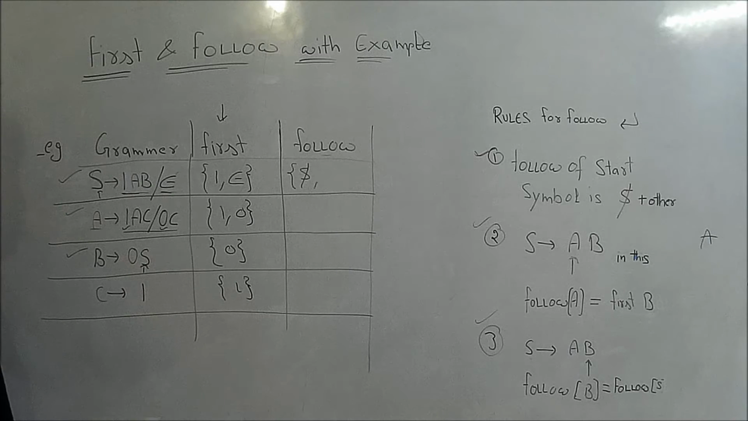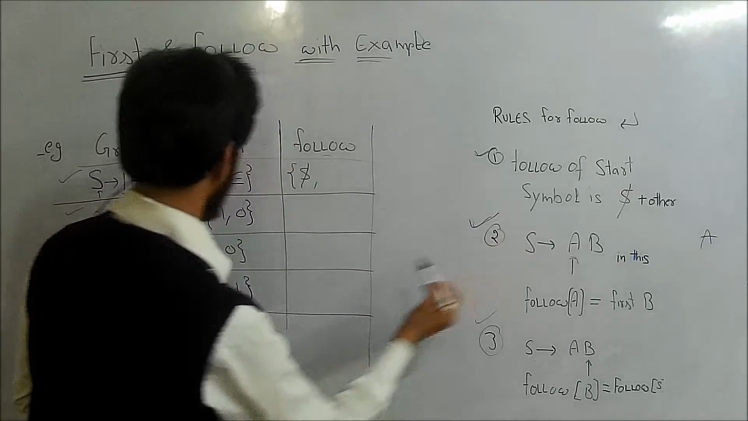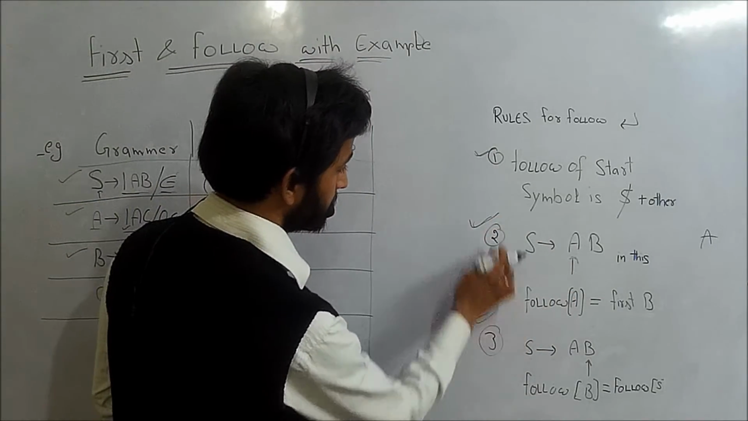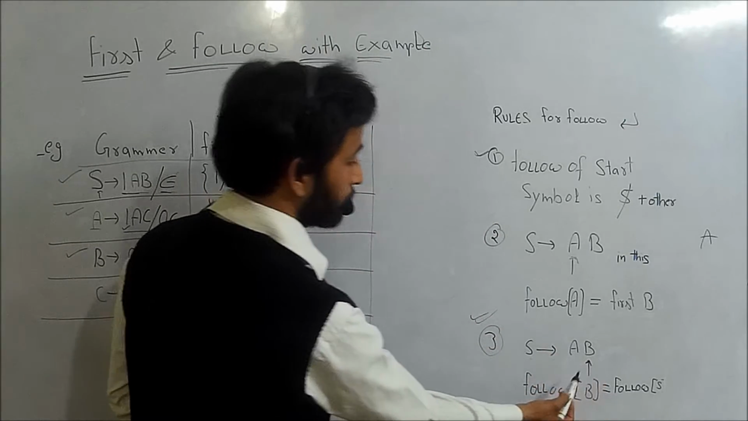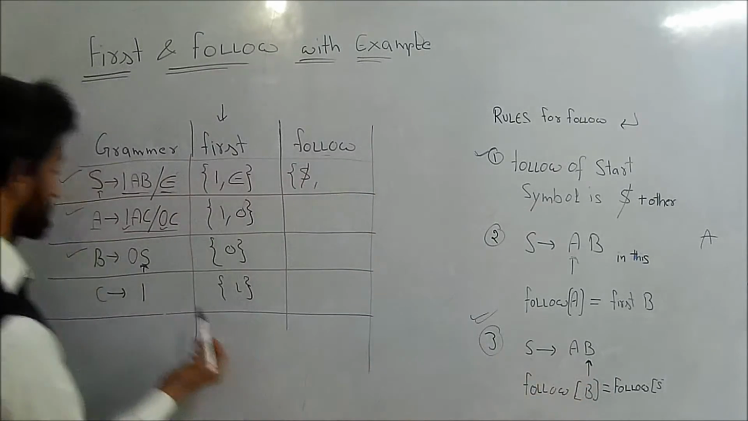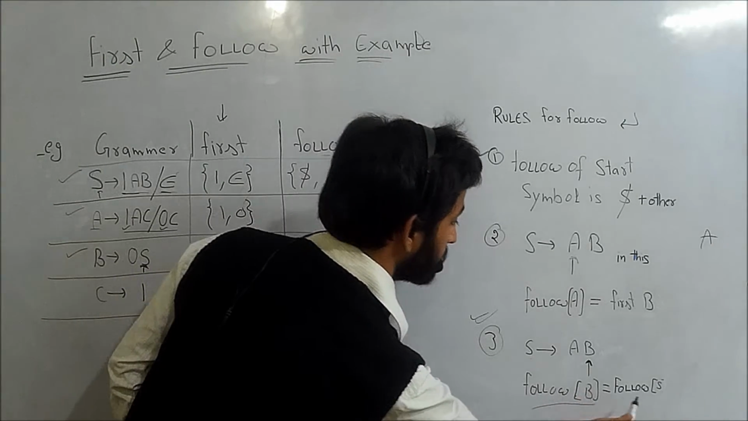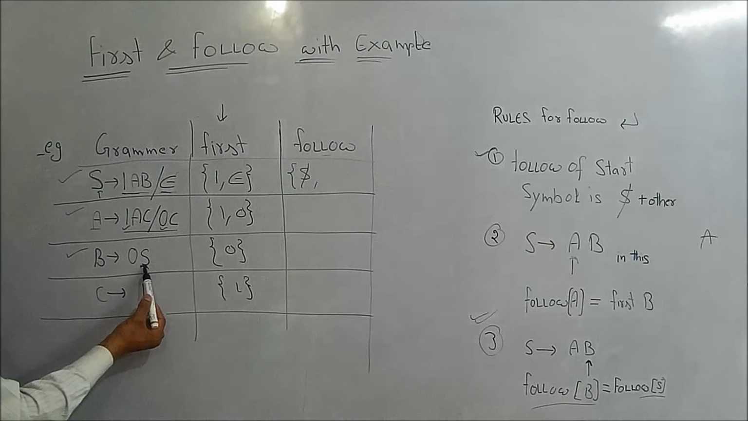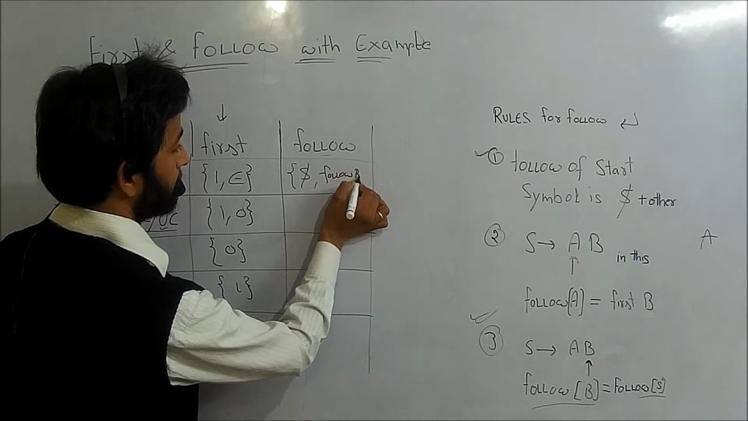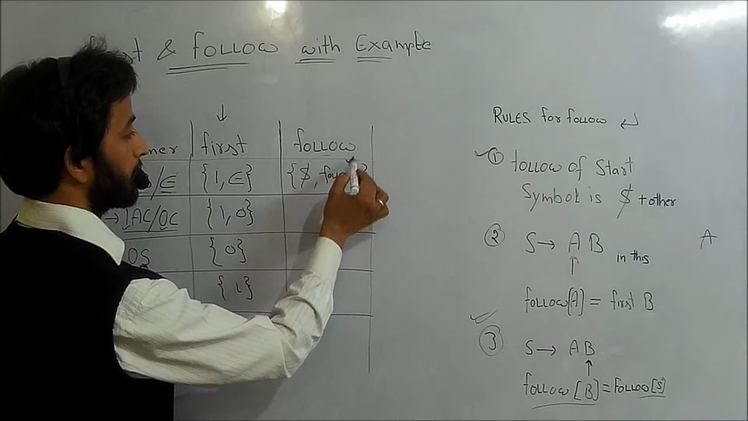Now I will check for the occurrence of S in the right hand side of the production, and here I am getting S. Okay, so for this case I will use rule number 3, in which the follow that I want to calculate occurs at the last or the rightmost side, which is this. The same is the case here. So the follow of S will be the follow of B. Okay, so I will write it here, follow of B.